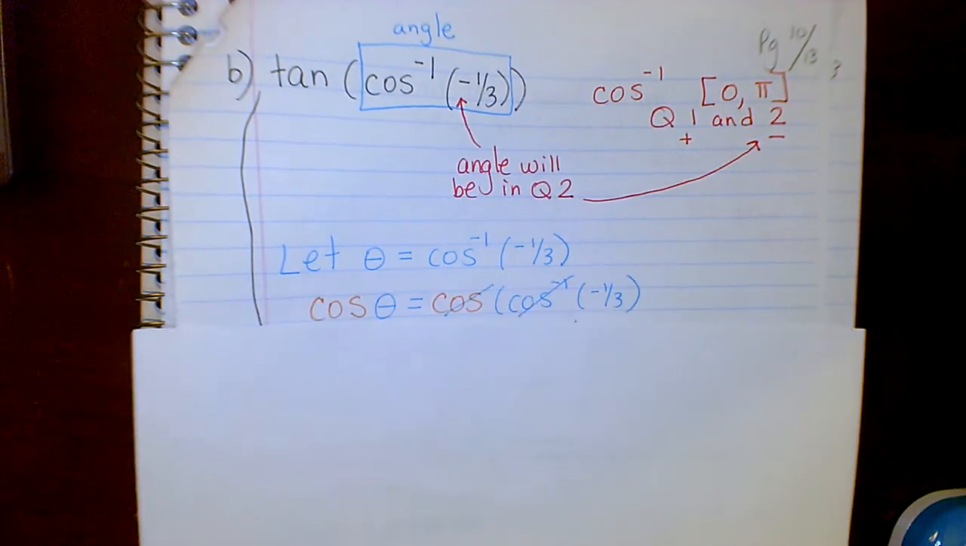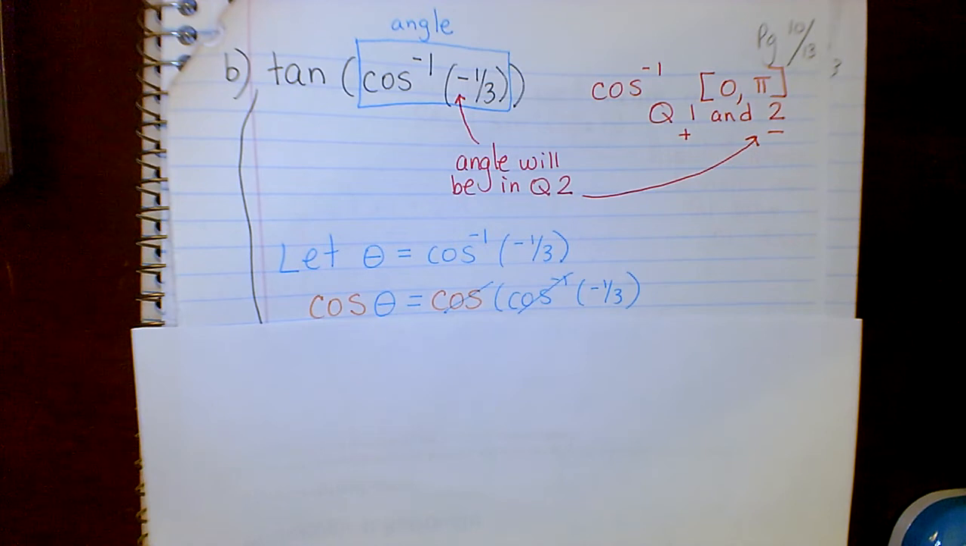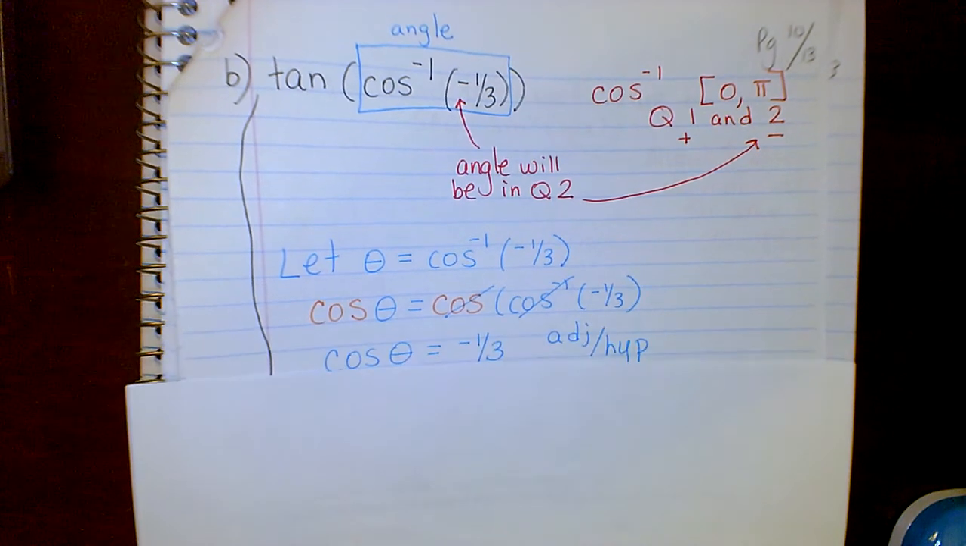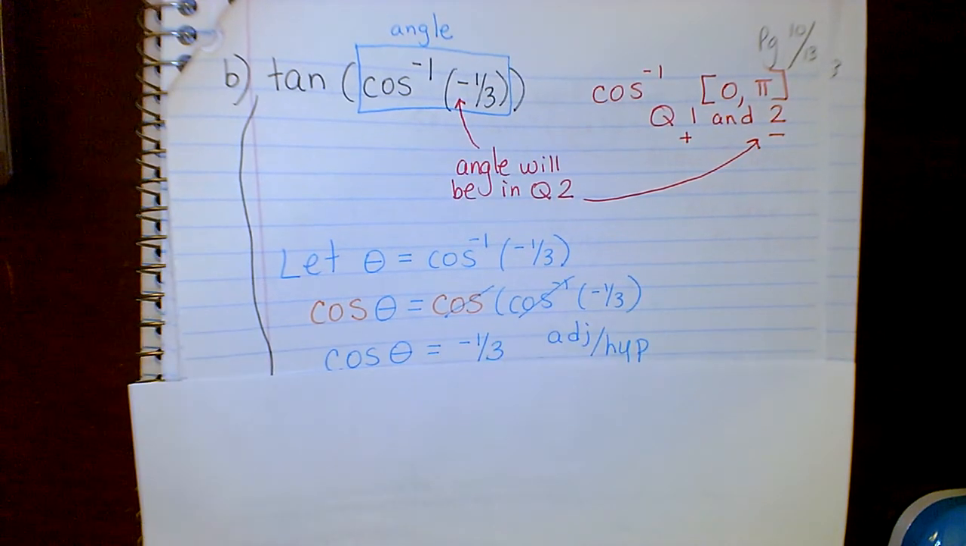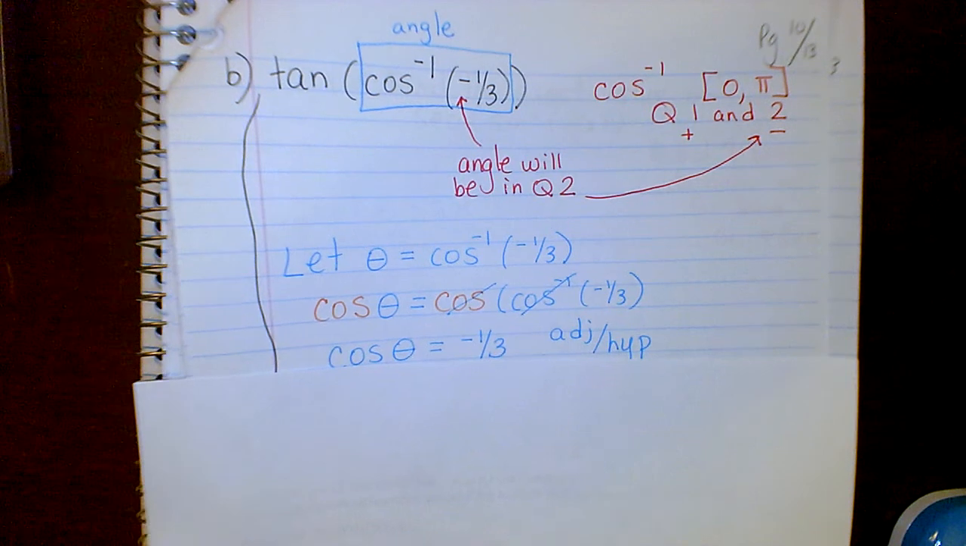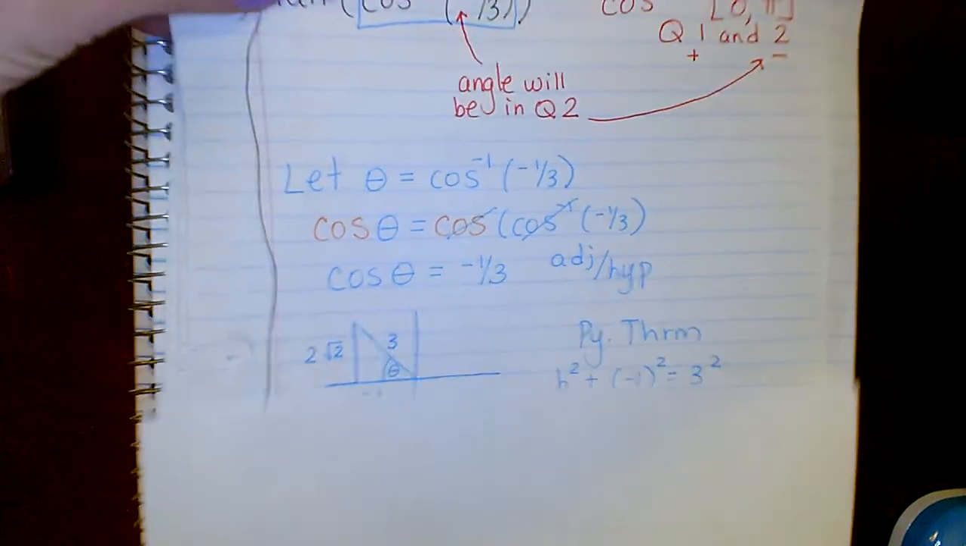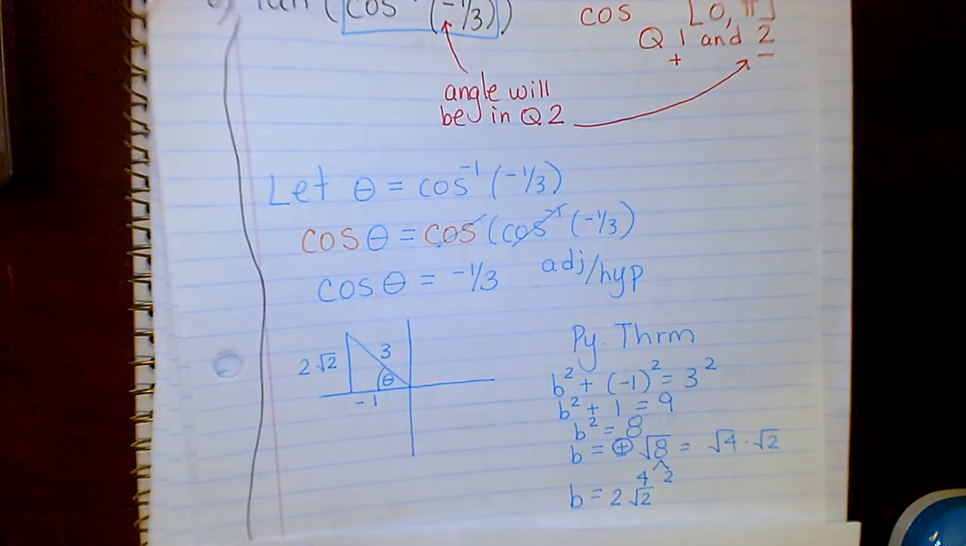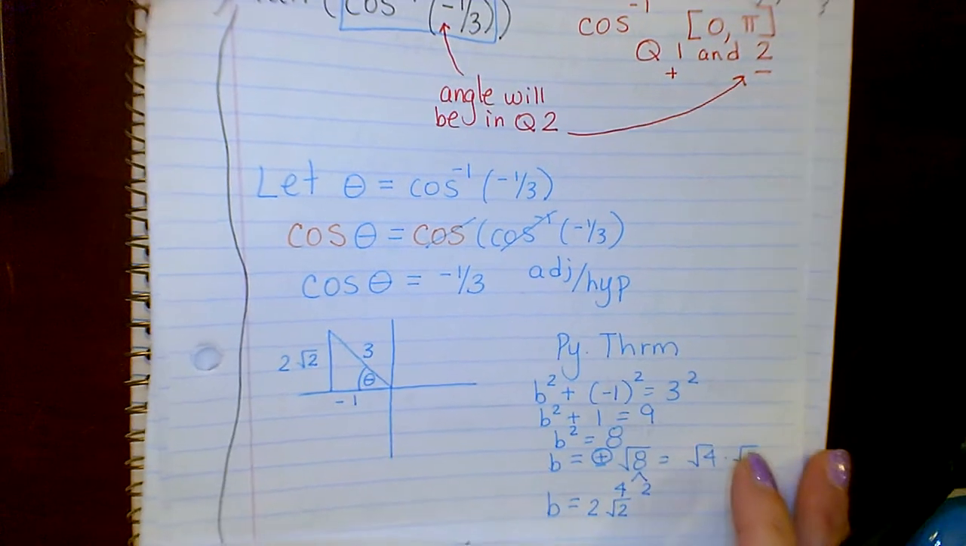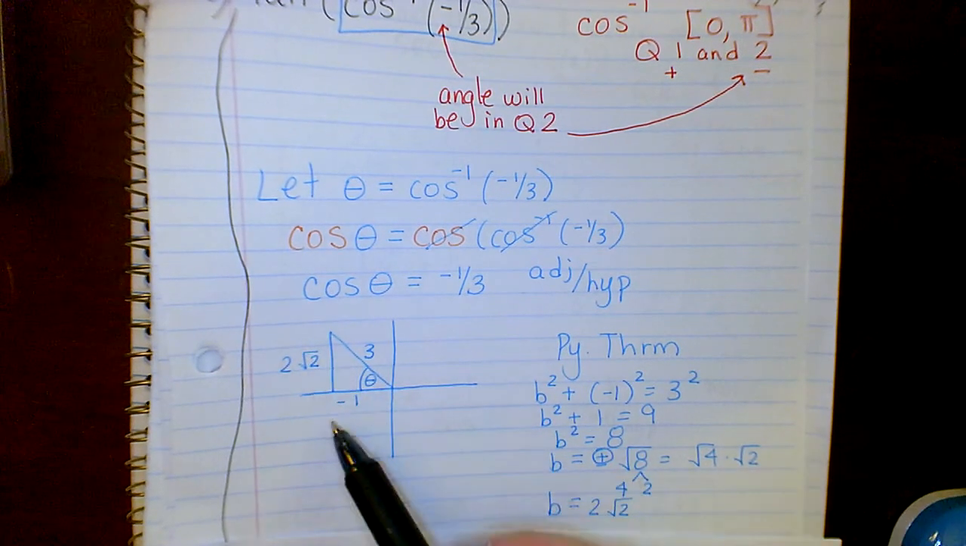I'm going to take the cosine of both sides to get rid of the inverse cosine. So I get cosine theta equals negative 1/3. It's the adjacent over the hypotenuse. This time, though, I'm going to draw it in its appropriate quadrant. Okay, so I got it over here in quadrant 2. That's going to be important.